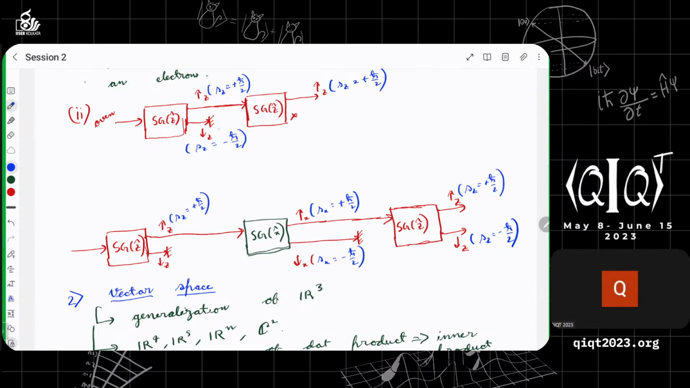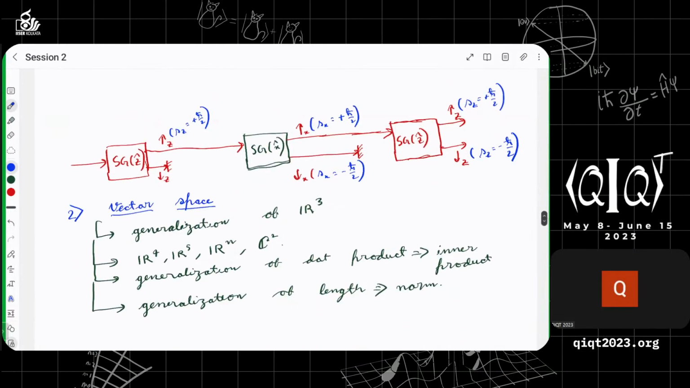We stopped the down spins from going ahead, and the up spins we fed into another Stern-Gerlach box in the same Z direction. Of course, since we were giving only the up Z spins through another Stern-Gerlach in the same direction, we got only the up spin electrons at the output, and we didn't get anything in the down Z port.